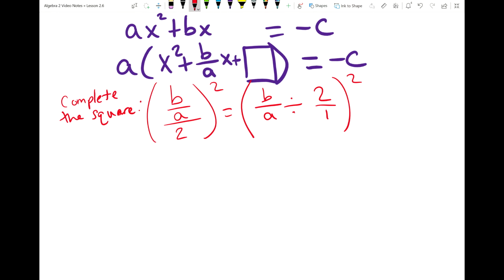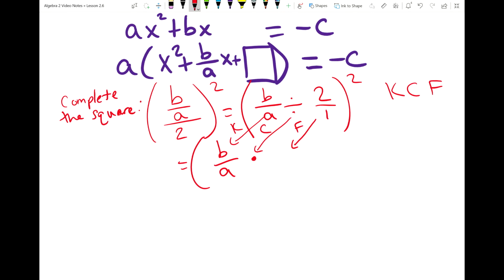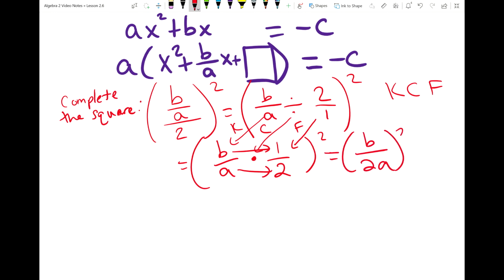So how do I divide these two fractions? Well, you want to do the old keep, change, flip. You keep the first fraction, b over a. You change the division symbol into multiplication, and then you flip the second fraction. So this is the keep part, this is the change, and this is the flip part. We flip that, and that becomes 1/2. And of course we're squaring it at the very end. Then you can multiply the two fractions together. So b times 1 is b, and a times 2 is 2a. So we get b over 2a, squared.